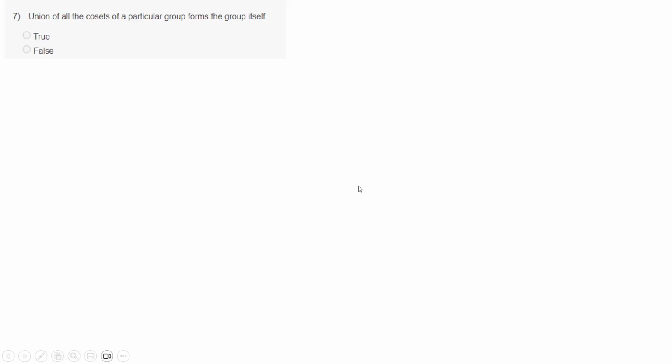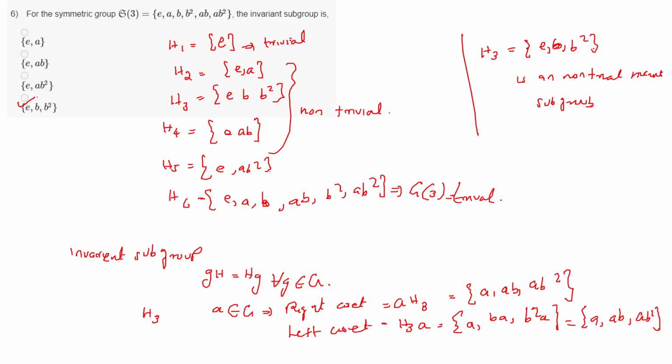Okay, you can ask. So, you did mention that the three groups were non-trivial groups, the H2, H3, H4, and H5 also. Why are they called non-trivial?